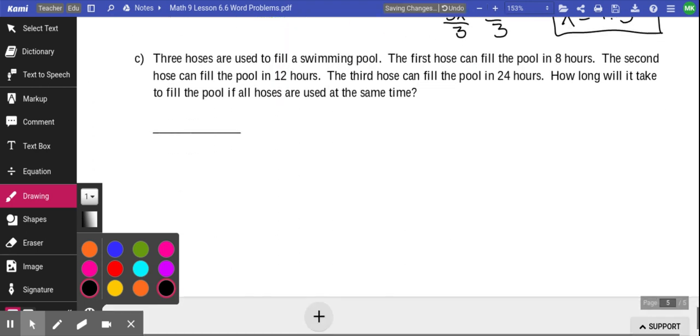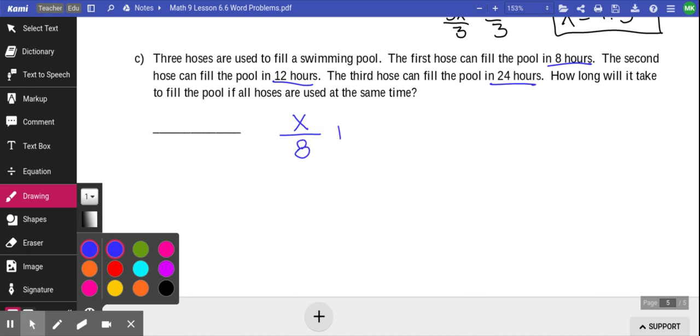Awesome. The last question here, we have 3 hoses filling a pool. So now instead of having 2 fractions, we have 3 fractions. We're going to have time together divided by first individual time, plus time together divided by second individual time, plus time together divided by third individual time will equal one job done. Our individual times are 8, 12, and 24. So that means we're going to have x divided by 8 plus x divided by 12 plus x divided by 24 should equal one job done.